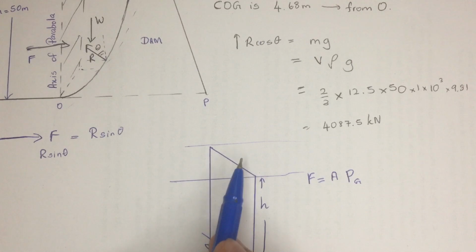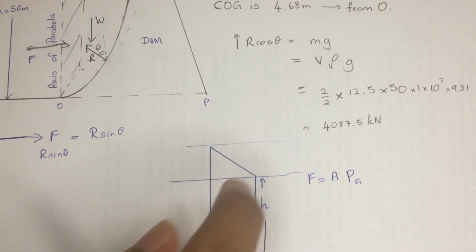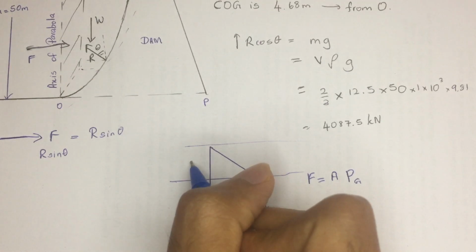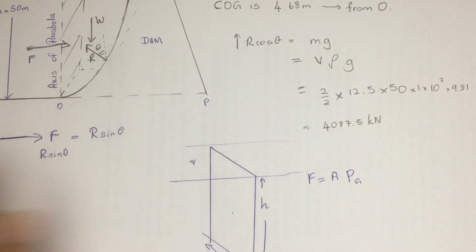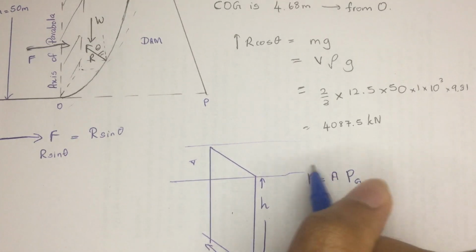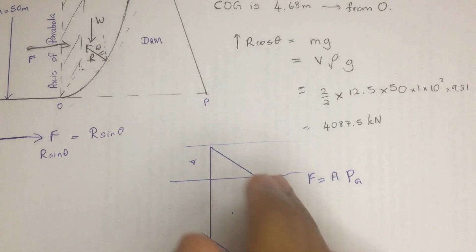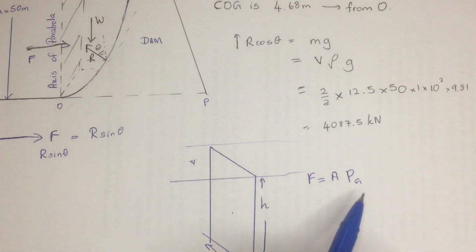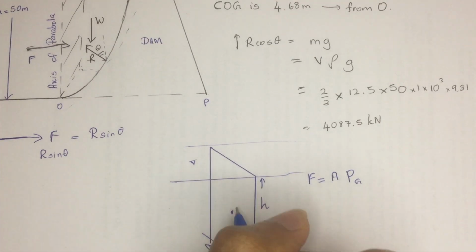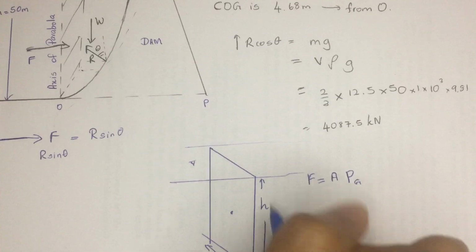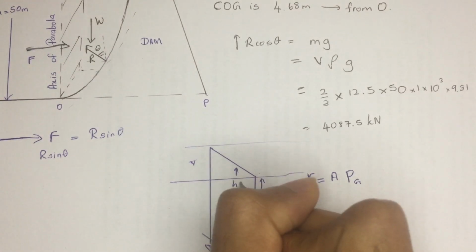So remember, if you select an area in a fluid, in the same fluid, and let's say you know that this is going to be the surface level, so if you consider an area over here, you can directly tell the force acting on this area would be equal to the area into the pressure at the center of gravity point. If you take a rectangular area, the center of gravity would be in the center of this rectangle, which means it's going to be at h by 2. So if it's h, it's going to be h by 2.